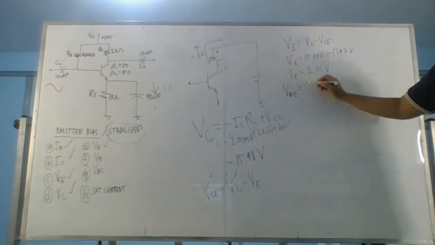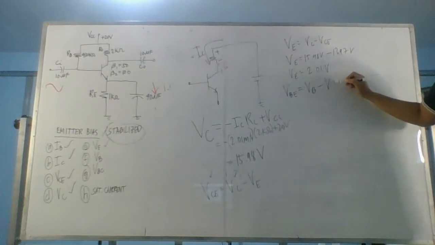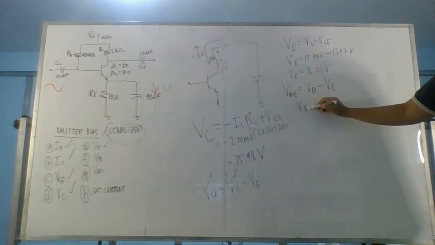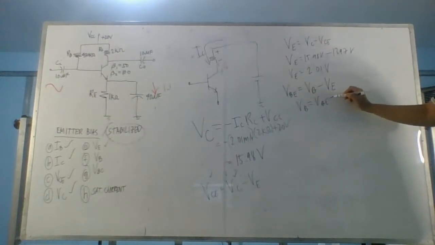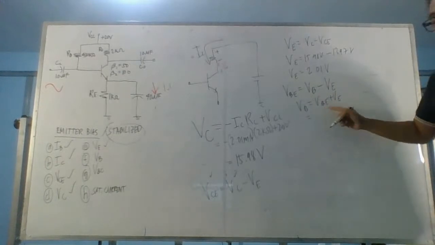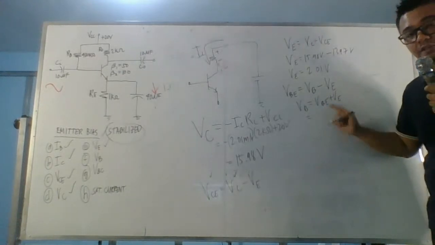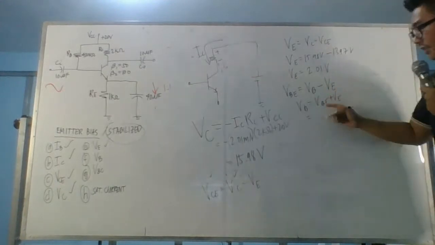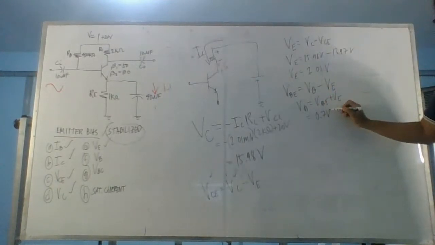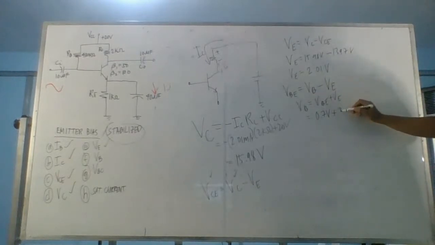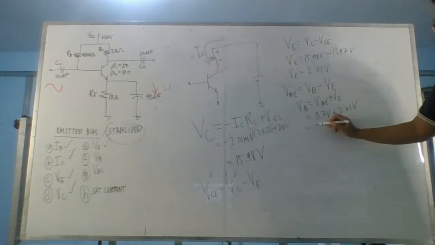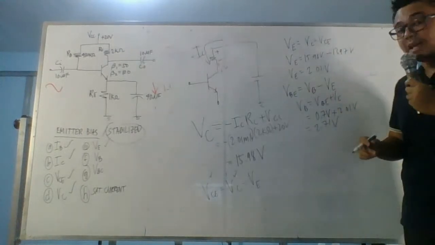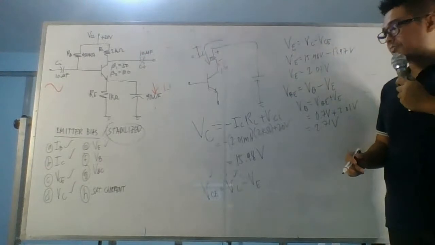VBE is equal to VB minus VE. So rearrange the equation. Ang hinahanap is VB. So we have VBE plus VE. Alam natin ang VBE is 0.7 if it is properly biased. Take note ha. If it is properly biased, VBE is equal to 0.7 volt. And then we have plus 2.01 volt equals 2.71 volt. Yan ang ating base bias or base voltage.